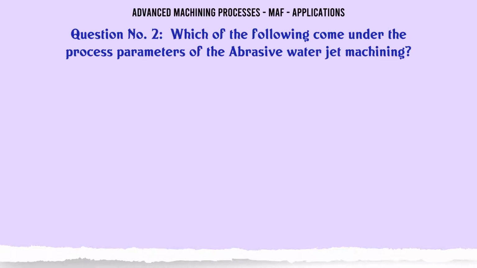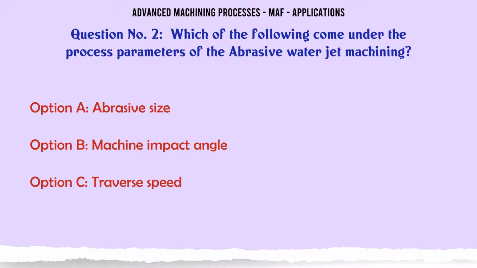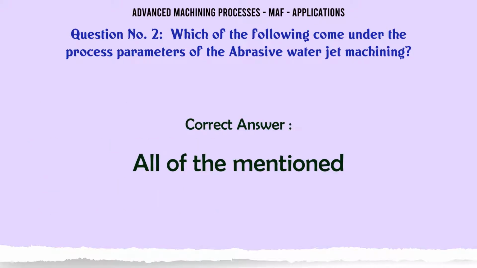Which of the following come under the process parameters of abrasive water jet machining? A. Abrasive size. B. Machine impact angle. C. Traverse speed. D. All of the mentioned. The correct answer is all of the mentioned.